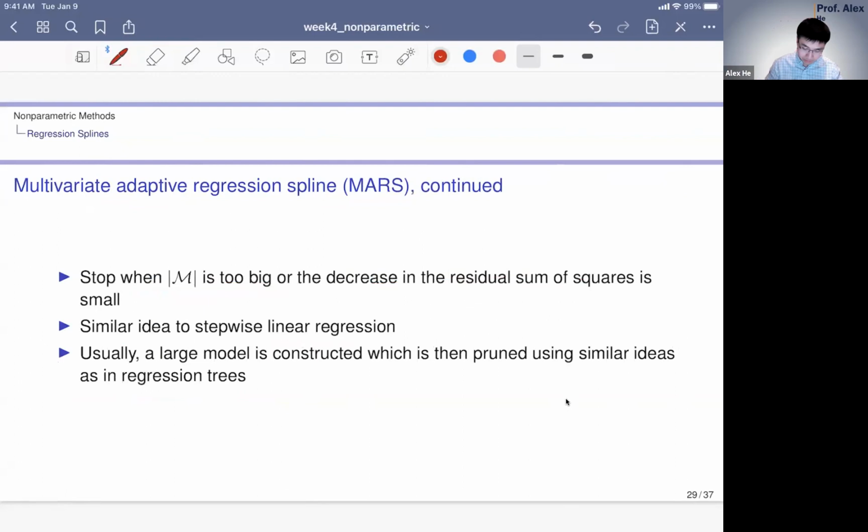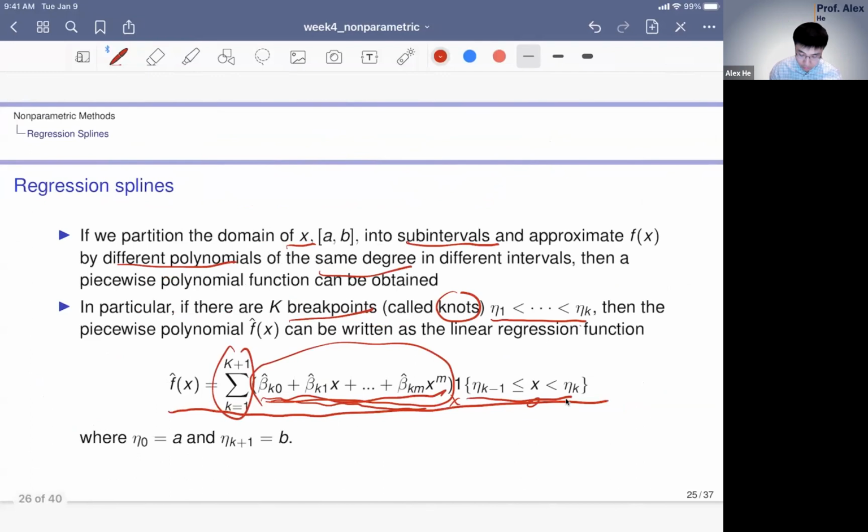And then once you get those basis functions, you just run a regression on those basis functions. That will give you this regression spline where you fit a different polynomial to different regions. And that would be your prediction. All right.